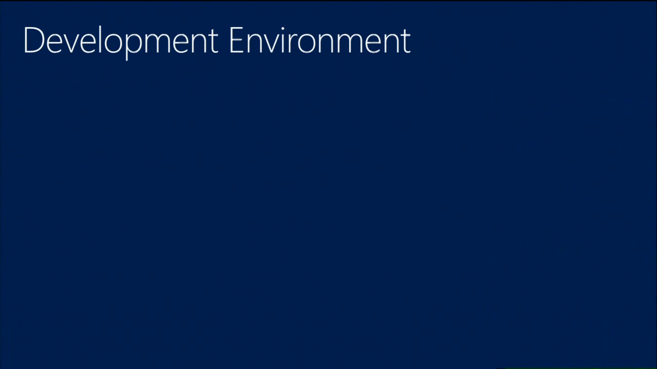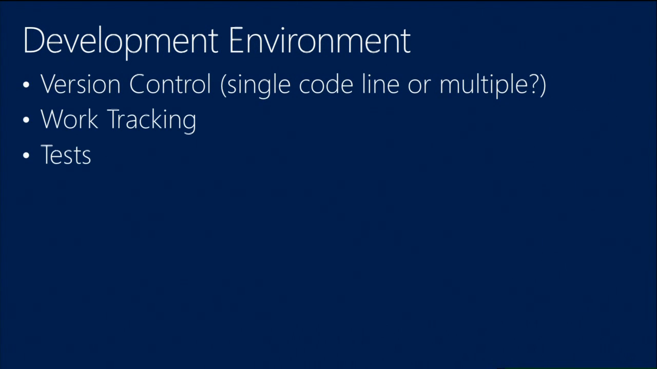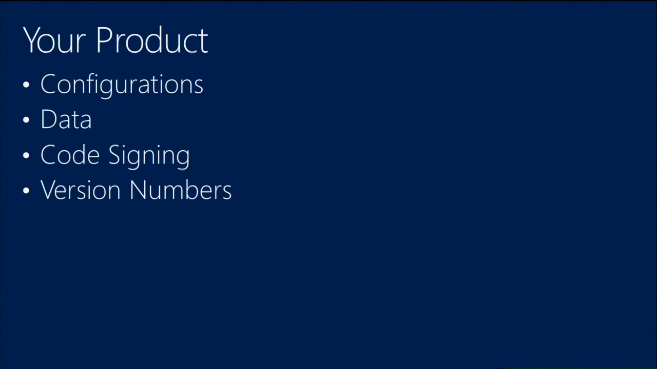I'm going to show you more in the demo, but bottom line, you need all these things to have continuous deployment. Your product is going to have all these pieces. You have to understand what encompasses what you're building and how you're building it. You can't do continuous deployment without version control. You can't do continuous deployment without work tracking. You can't do it without builds.